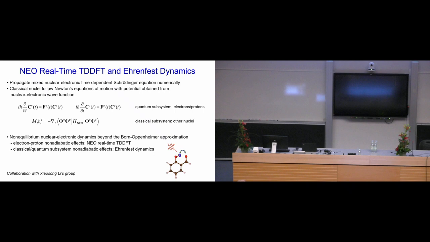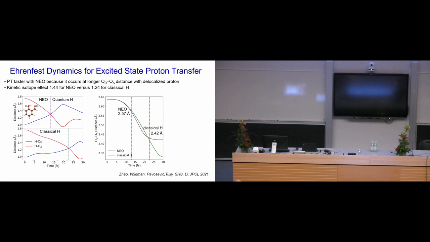And what you see here is we can then compare our dynamics when we do Ehrenfest dynamics with a quantized proton, that's up here with NEO, versus a classical proton, that's down here. And you can see if we look at these curves of the expectation value of the proton relative to the two oxygens, we see that they cross sooner for the quantum hydrogen than for the classical hydrogen. We can say that's where proton transfer happens. So proton transfer is faster with NEO.